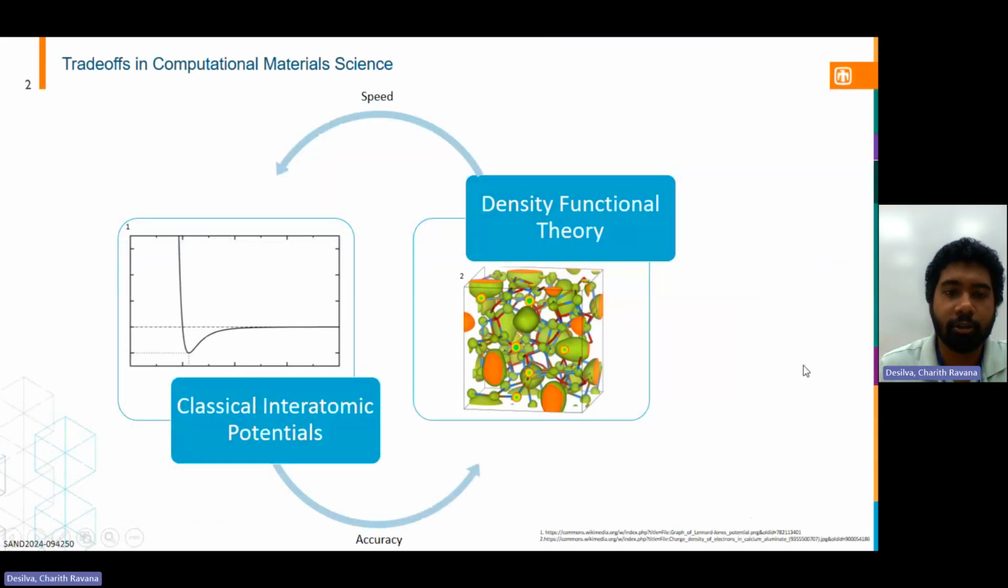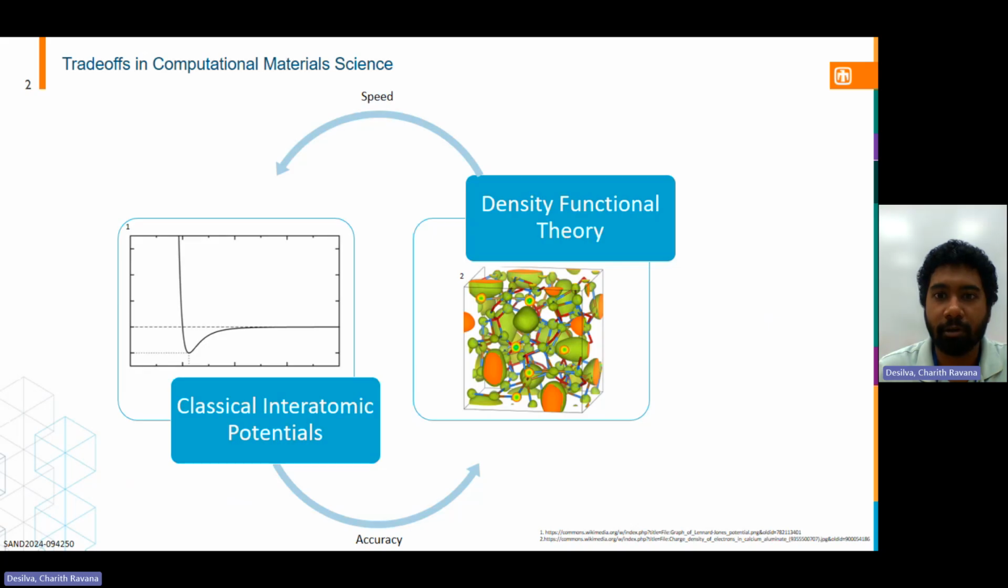So in computational material science, there's a variety of techniques you can use to simulate materials, two of them being classical interatomic potentials and density functional theory. Classical interatomic potentials are mathematical expressions that can be used to calculate the potential energy of a material system. They are very fast. However, they're not very accurate and only work for very specific material systems, depending on the potential.